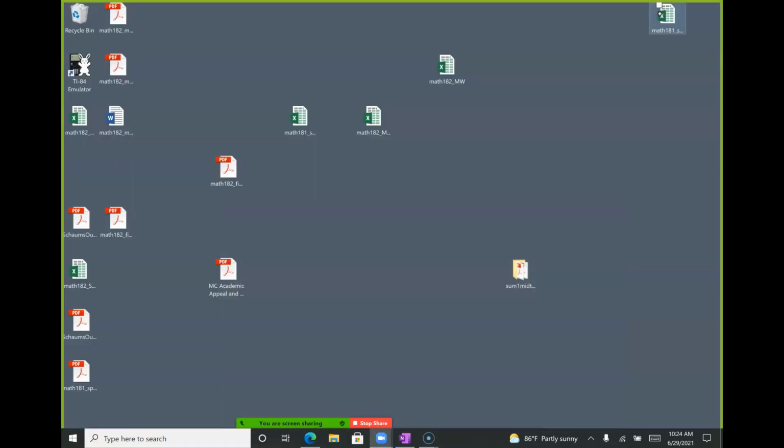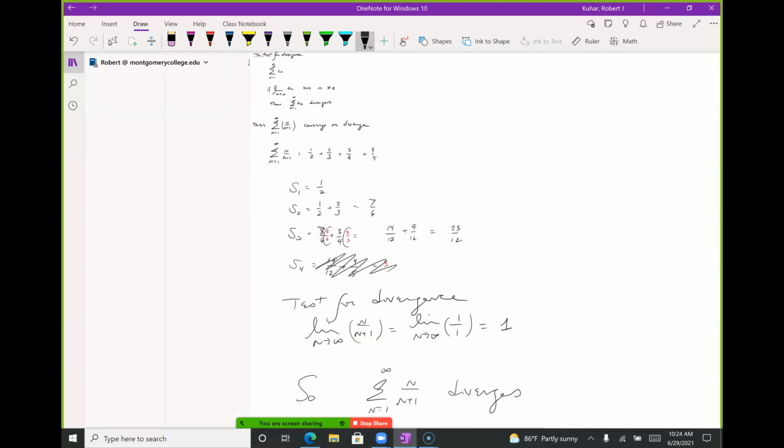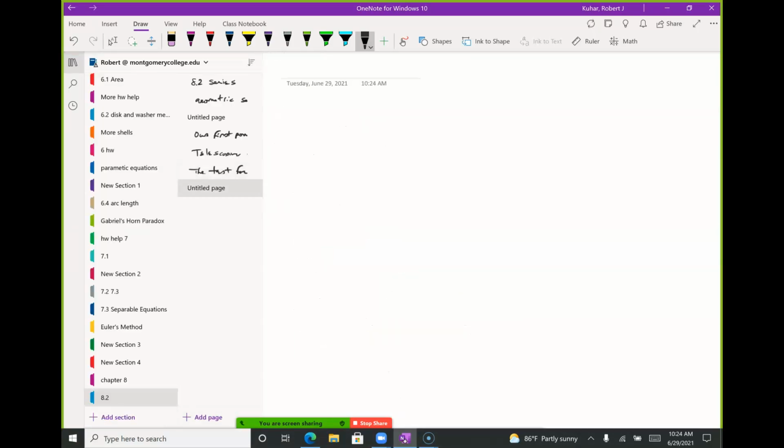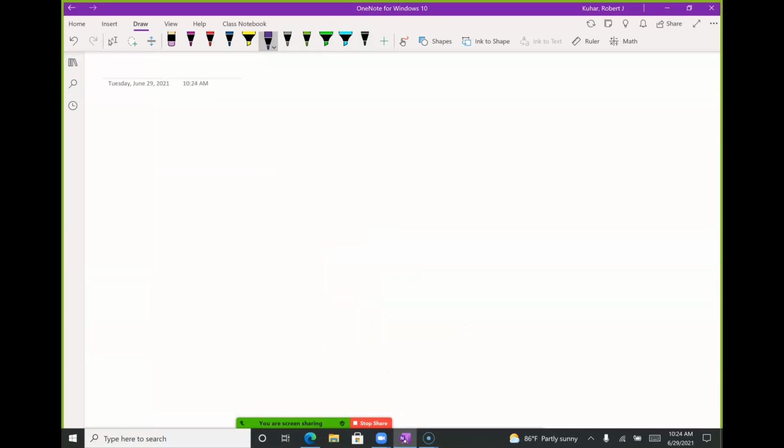So we're going to create a power series. Our goal in 8.6 is to be able to create a power series using our model for power series, and then verify a radius of convergence using a ratio test.